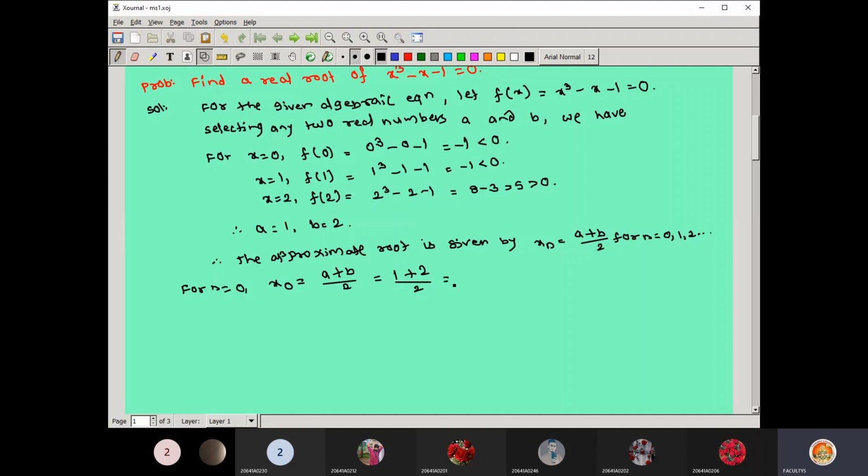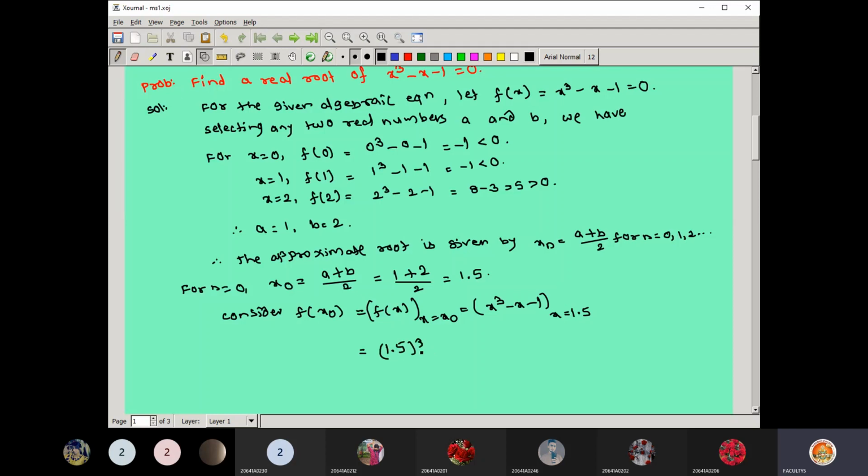1 plus 2 divided by 2. The answer is nothing but 3 by 2. It is 1.5. So this 1.5, now you are substituting in the given expression. Consider I am substituting here f of x naught. The meaning of this is f of x, there you are substituting x equal to x naught. Your f of x is nothing but x cube minus x minus 1, where x equal to x naught means it is 1.5. So directly when I write this value, 1.5 whole cube minus 1.5 minus 1.